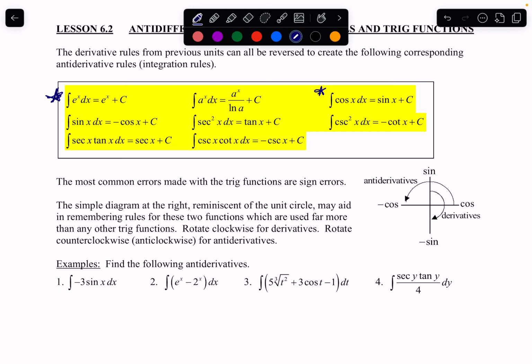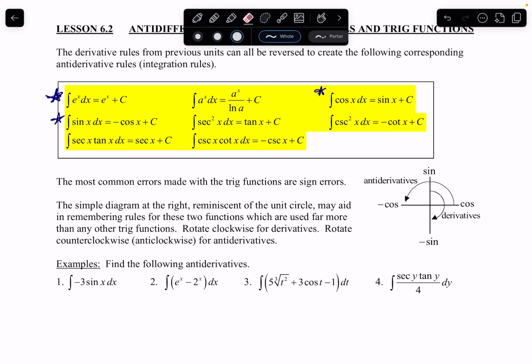But the next one, when you integrate sine and go backwards, you get negative cosine. So going forwards, when you take the derivative of cosine, you get a sign change. Going backwards, when you take the integral of sine, you get a sign change. So just be careful. That's by far the most common mistake on these kinds of questions on the AP test.